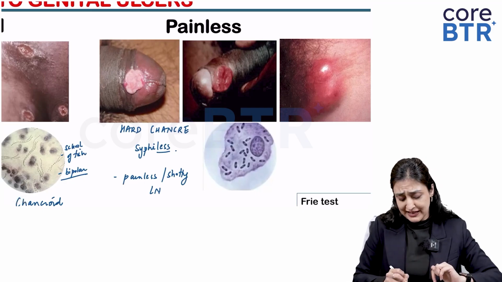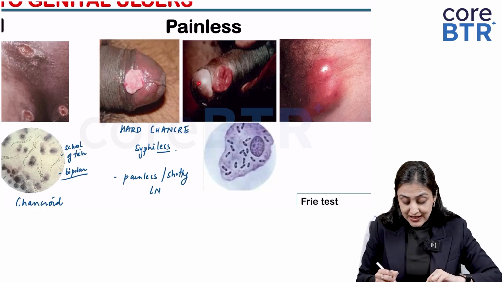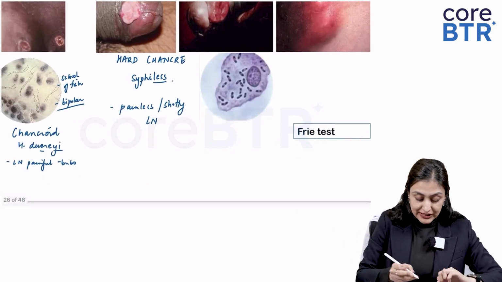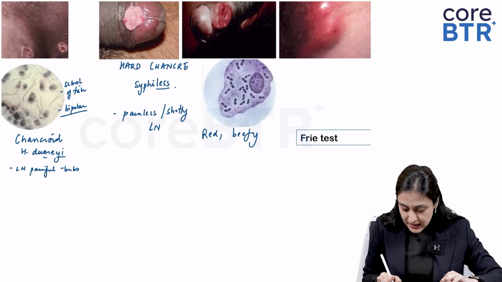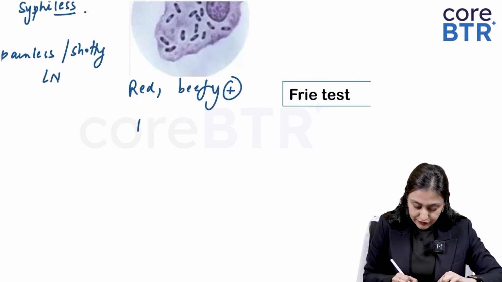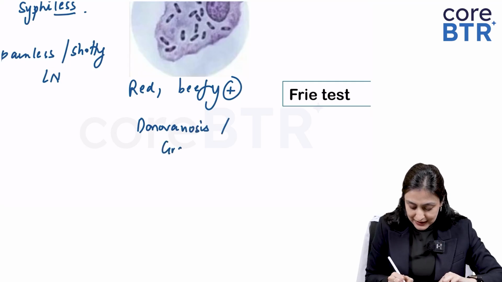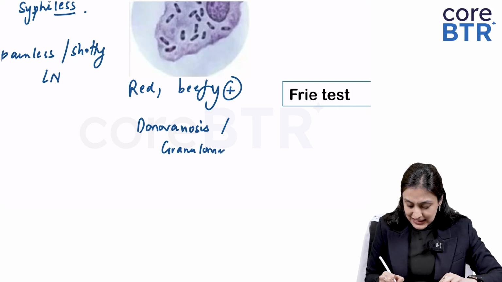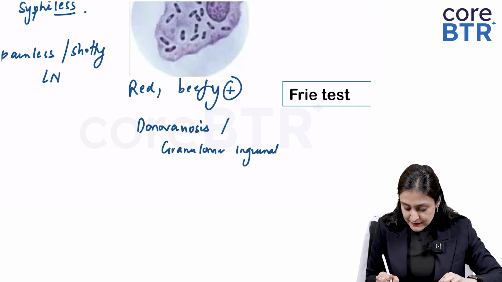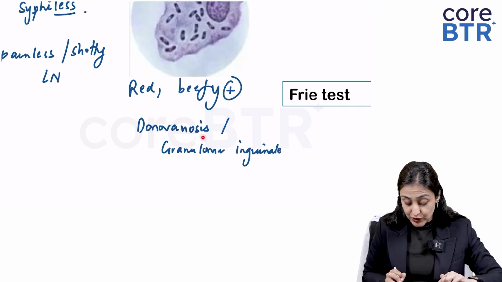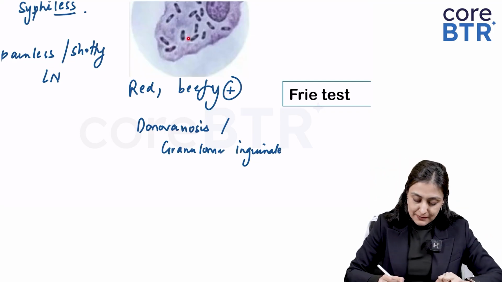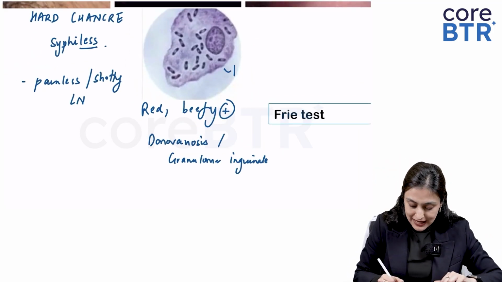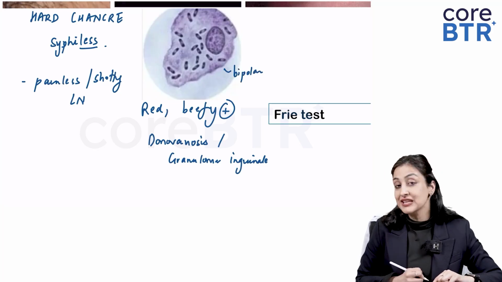It's painless, but everything else, it's not hard indurated, it's red and beefy. So when they describe this red and beefy painless ulcer, this is where we think of donovanosis. So this is donovanosis, also called granuloma inguinale. Granuloma inguinale, as the name suggests, is caused by donovanosis bacteria or Klebsiella granulomatis, and this is a bacteria that again shows us this bipolar staining or a safety pin appearance.